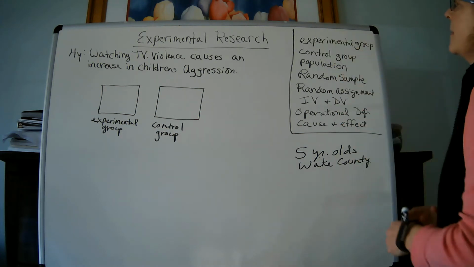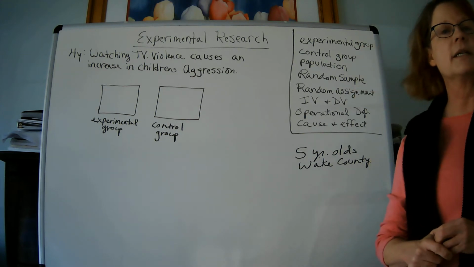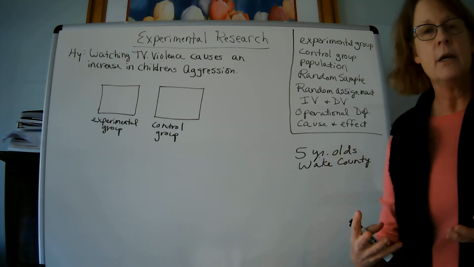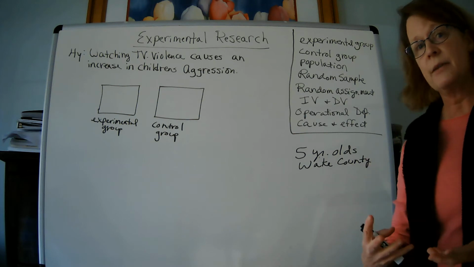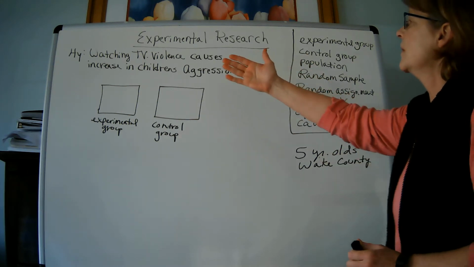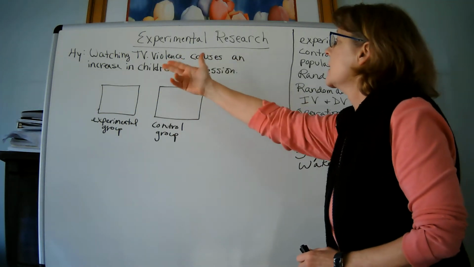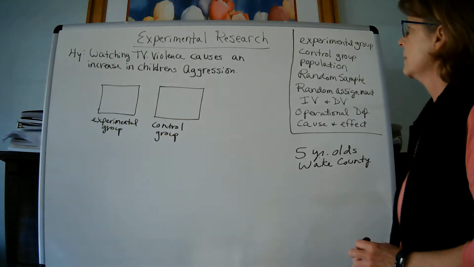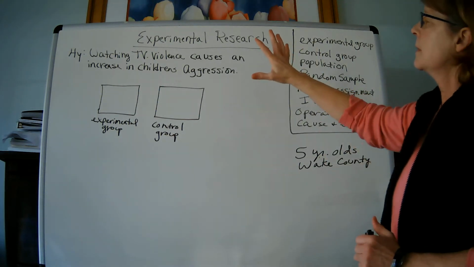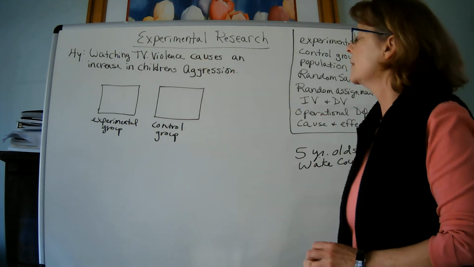So in experimental research, it's always going to start out with a hypothesis. And a hypothesis is simply an educated guess. The researcher has to say what they think they're going to see and make a guess about that. So we're starting off today with a hypothesis: watching TV violence causes an increase in children's aggression. All right, so that's what the researcher is guessing that they will find out.